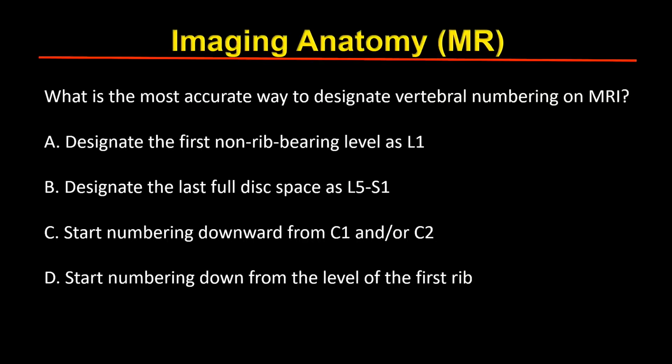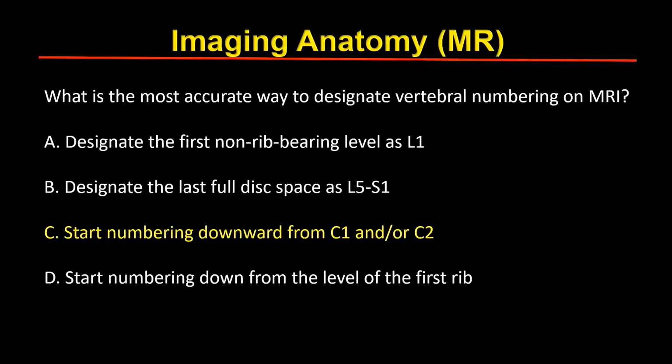Okay, shifting gears to MR, I'm going to start with the question again. What's the most accurate way to designate vertebral numbering on MRI? Is it to designate the first non-rib-bearing level as L1? Is it to designate the last full disc space as L5-S1? Or should we start numbering downward from C1 or C2, or start numbering down from the level of the fifth rib? Any takers again? I know the crowd is very smart here. Oh, I should have mixed it up. Okay, C is the correct answer.